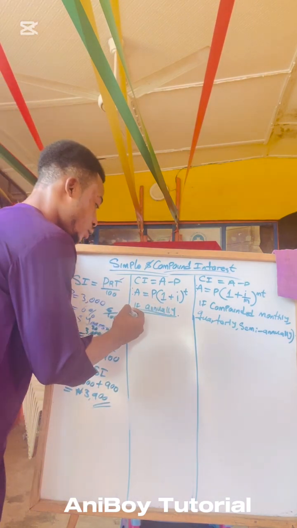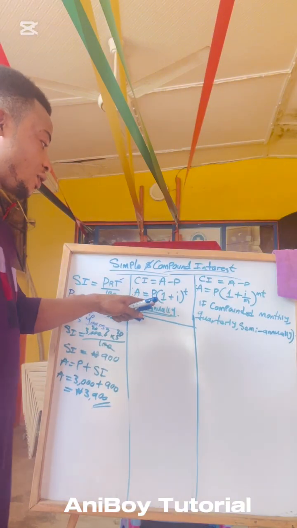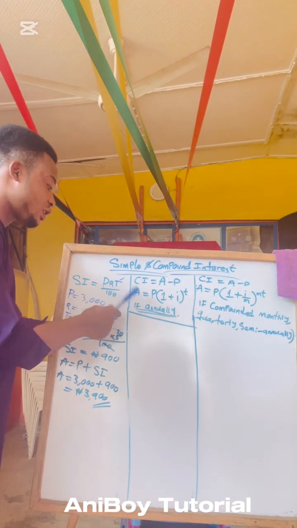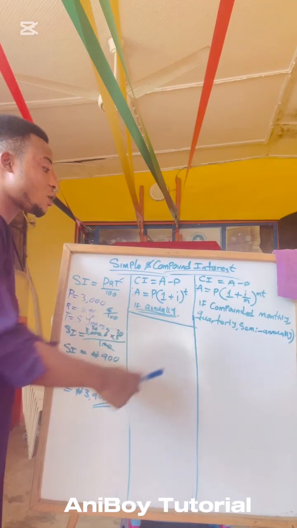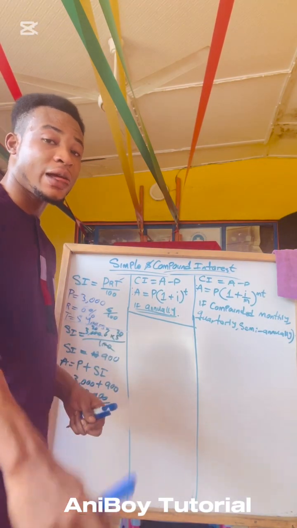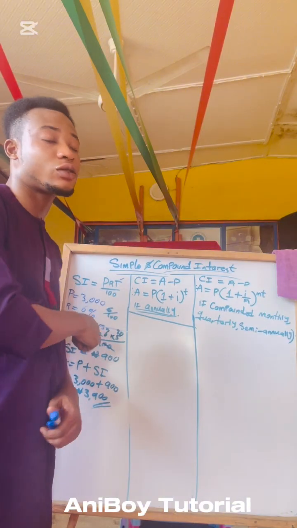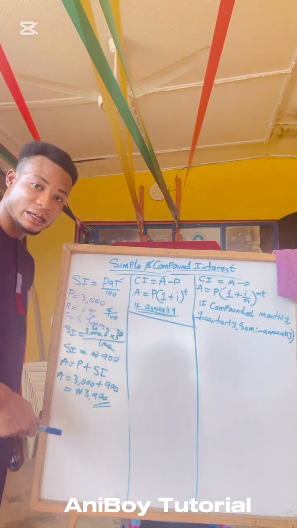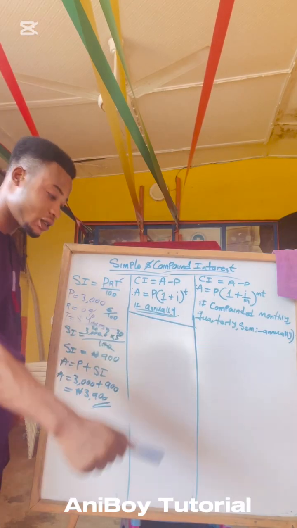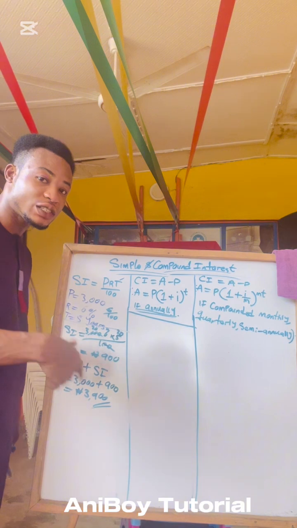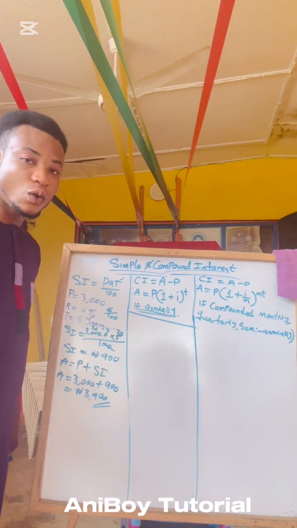So quickly, because of our time, we are going to solve another question under compound interest. Now I've told you one of the major differences between simple interest and compound interest is that for simple interest, the principal, the amount invested, remains the same throughout the investment period. That is, for the whole 5 years that we calculated here, the amount calculated for the interest still remains as 3,000, and it doesn't change for the whole 5 years.